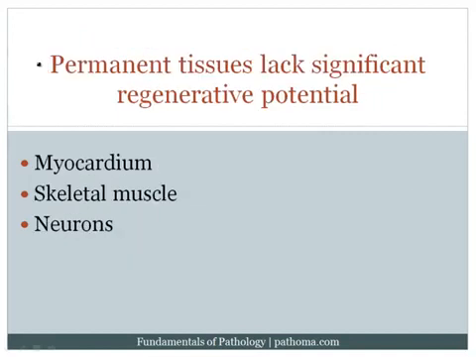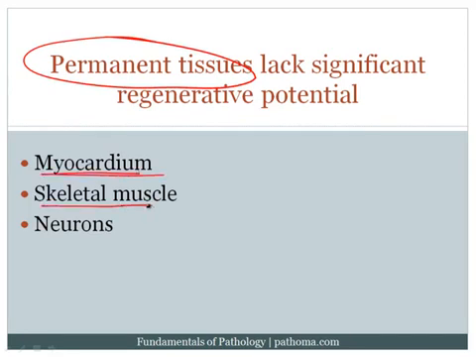The third type of tissue in the human body is called permanent tissue, and it's called permanent because it lacks significant regenerative potential. There are three key tissues in the human body that lack significant regenerative potential: the myocardium, the skeletal muscle, and the neurons. These tissues don't classically have significant amounts of stem cell capability, and therefore, once they get damaged, they're not able to regenerate themselves. And so, what's the classic occurrence if these tissues get damaged?